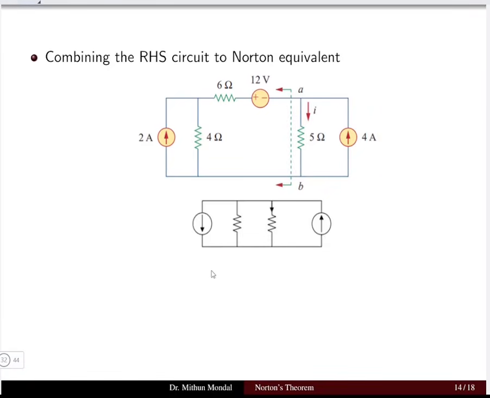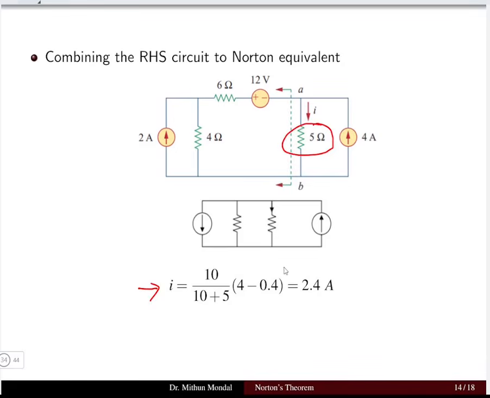Now once I got the value of Norton current and Norton resistance, I can reconnect the 5 ohm resistor which was short circuited. So we will be combining the remaining part of the circuit. Since we were determining this side, I have to connect these two parts of the network, that is the right hand side, to the Norton equivalent circuit. Once we connect that, I can determine the current flowing through the 5 ohm resistor.